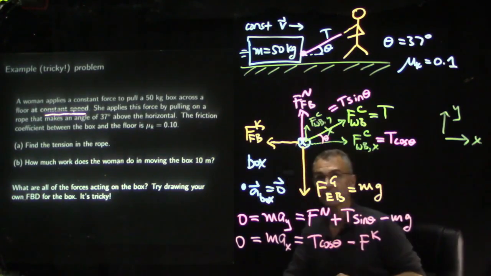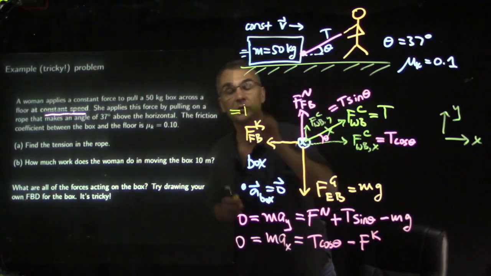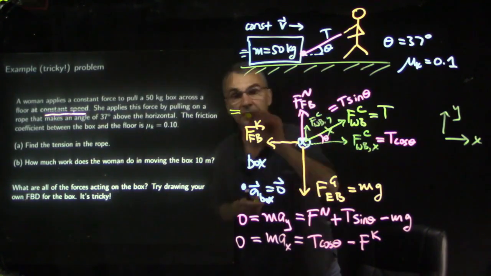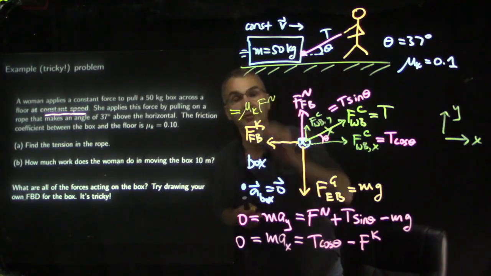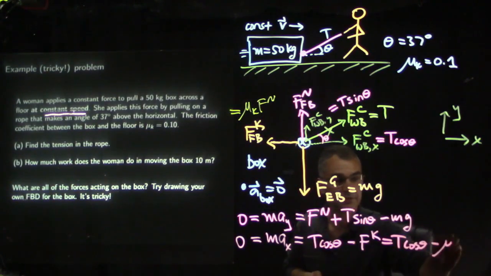Oh, and by the way, what is F kinetic? F kinetic should equal mu kinetic times F normal. So this should be mu kinetic times F normal, which equals T cosine theta minus mu kinetic F normal.